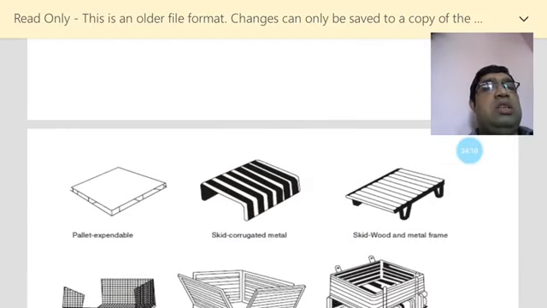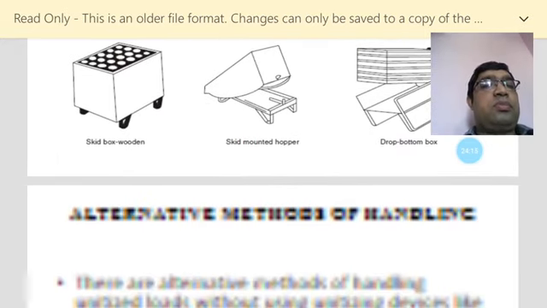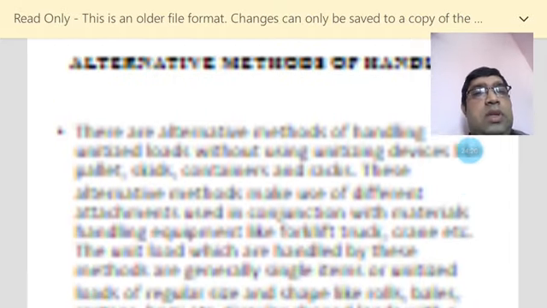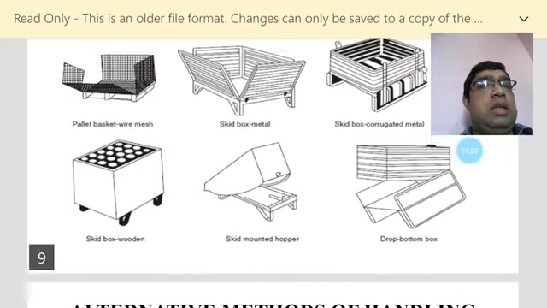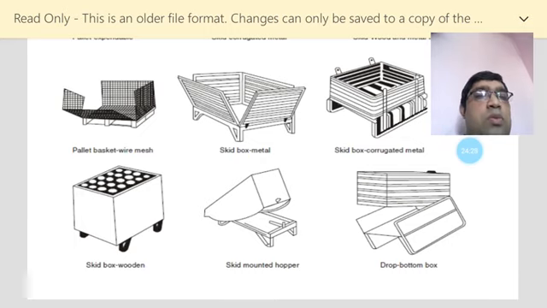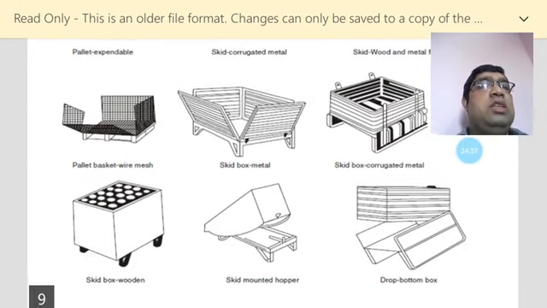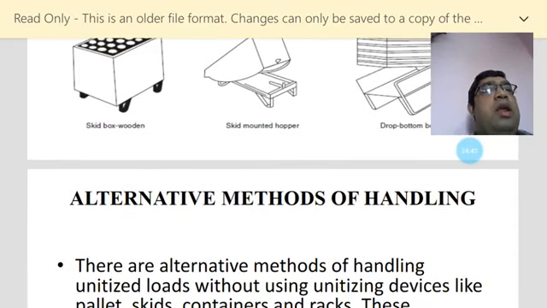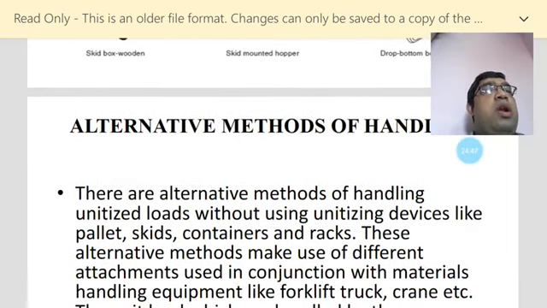And you can see the different types of pallet kits that will also be given for this type of materials. As alternatives, you can see skid boxes, wooden, the drop bottom box, the skid mounted hoppers, and the skid box meters. This will be seen in these figures. Another topic will be the alternative methods of handling, and basically you have to know what the alternative methods of handling are.